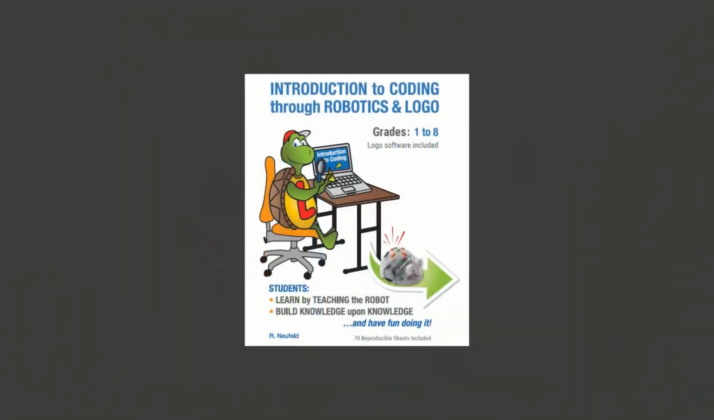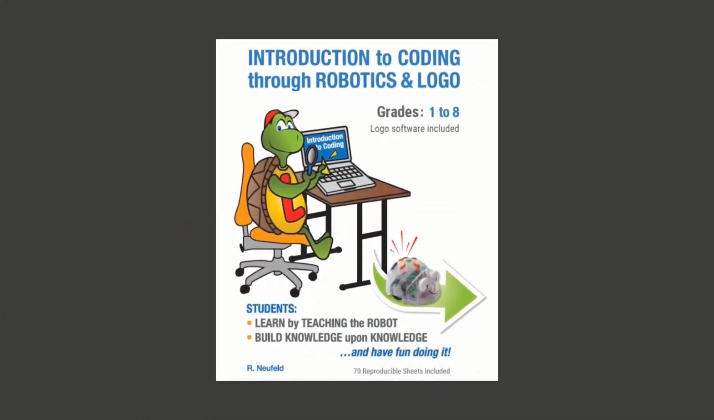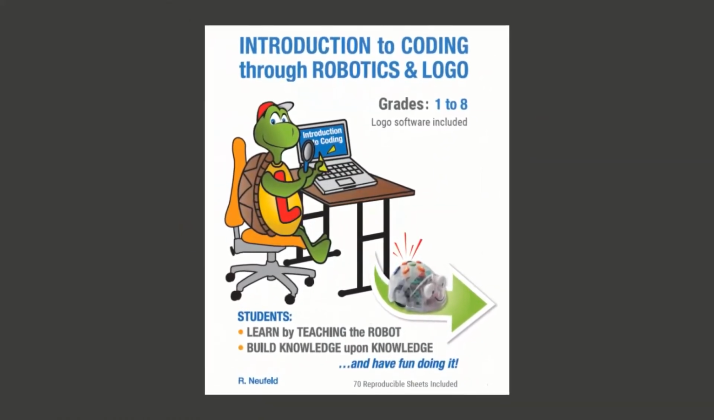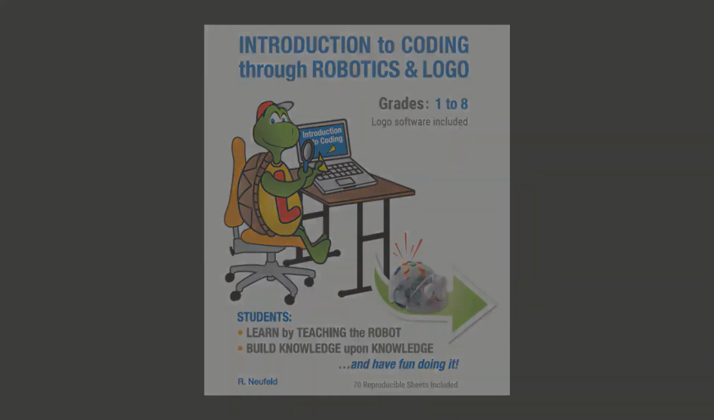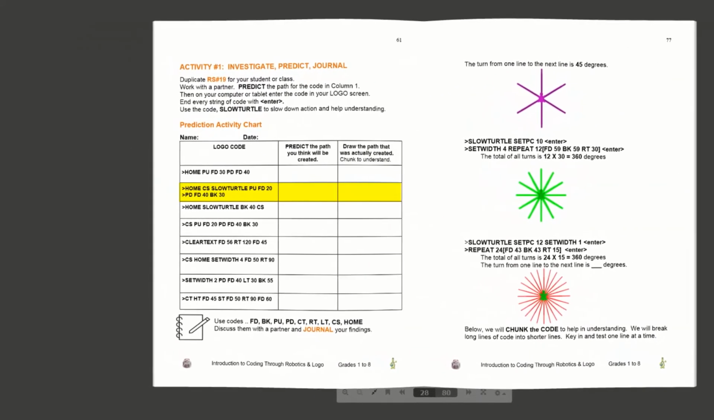You and your group or class may want to log in to Logo on your computer. Recall that you were given the login and password in Video 2. Please see the ebook, page 61, Activity 1, Investigate, Predict, Journal. We could now use the turtle in Logo on your computer to help in investigating. For example, in the second line, predict the path you think will be created and record this on paper.